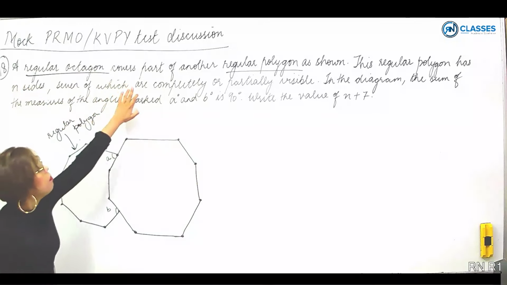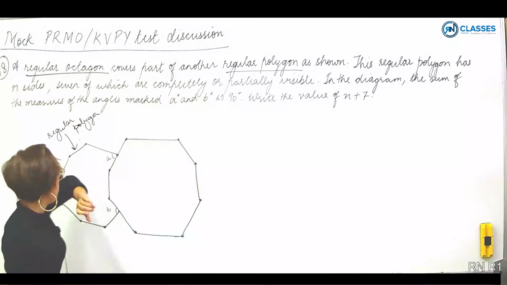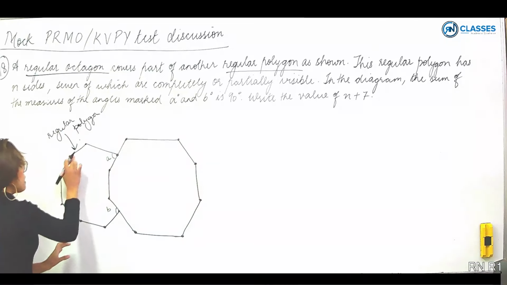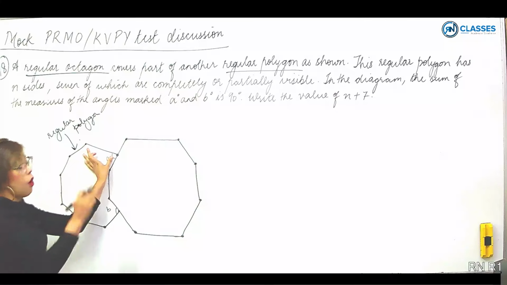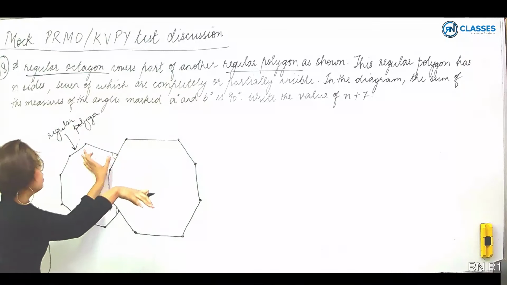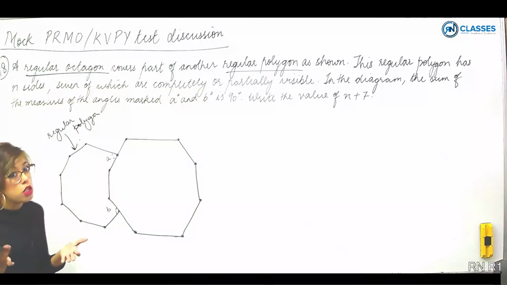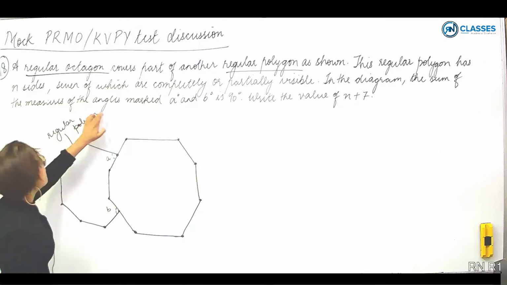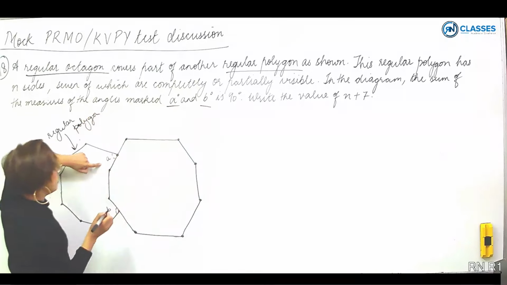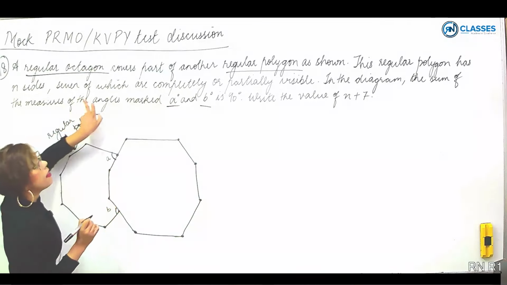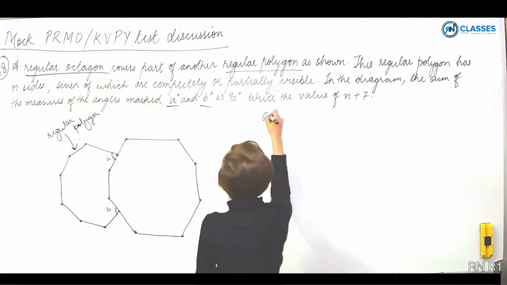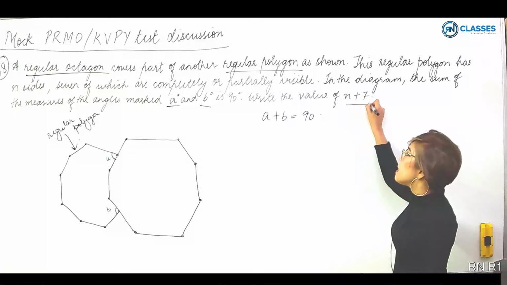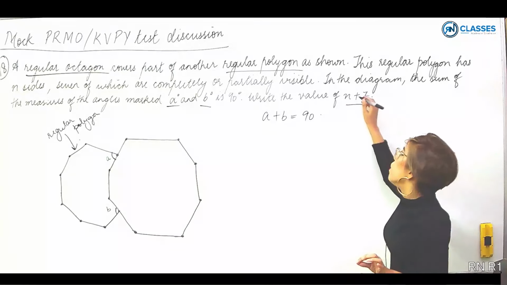7 of which are completely or partially visible. Now, as I can see, this 1, 2, 3, 4, 5 sides are completely visible, and this one and this one, obviously because something is hiding behind the octagon, are partially visible. In the diagram, the sum of the measures of the angles marked A and B, so this and this, is given to be 90 degrees. So A plus B is equal to 90. Then he says write the value of n plus 7. Basically, I need to find the value of n.